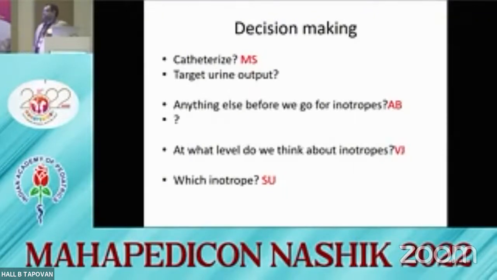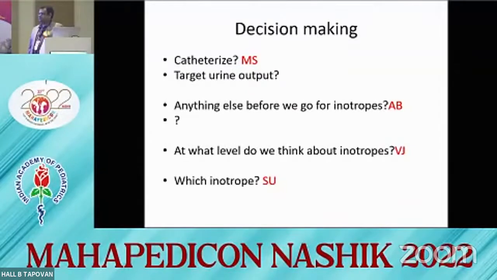So at this point of time, before going for inotropes, a couple of things which we need to address is, have we given adequate fluids? Correct. Though dengue is not septic shock, we don't keep on giving 10 ml per kg multiple boluses, but we have to go slow and, as rightly said, goal-directed fluid therapy.